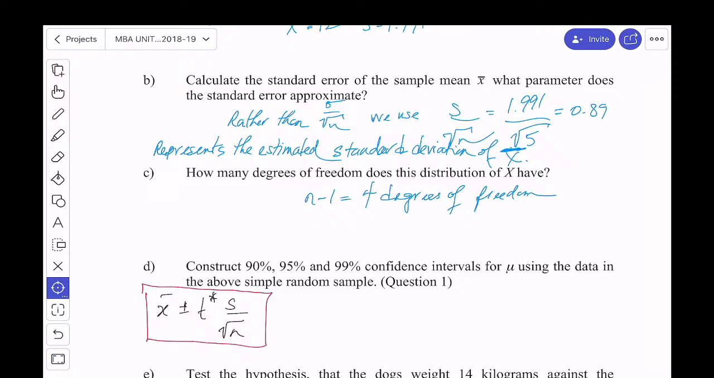So we need the different t stars. Let's get those first, and then I'll leave it for you to calculate. So what is t star for 90% confidence? What is t star for 95%?